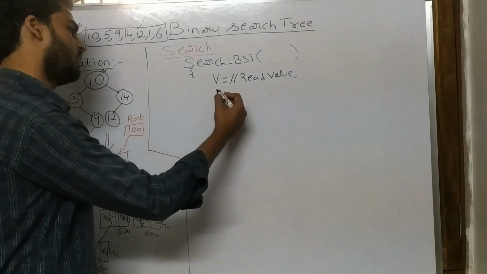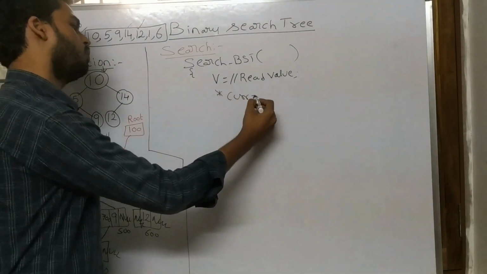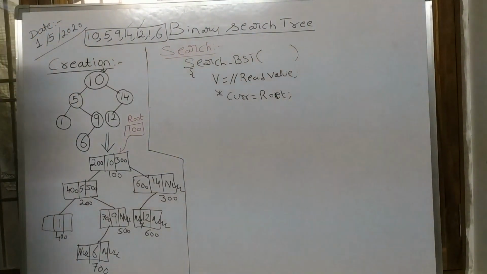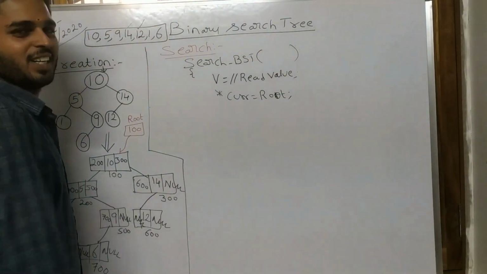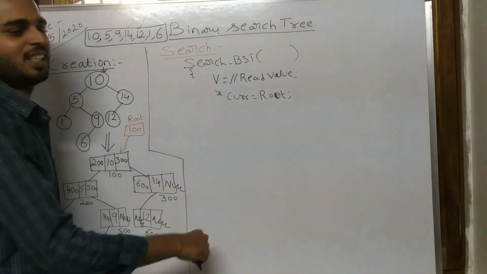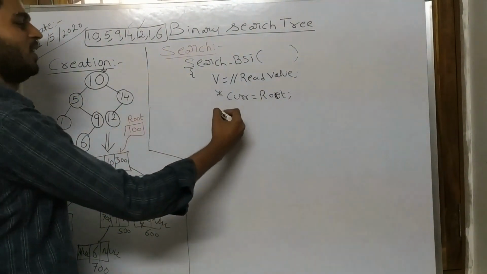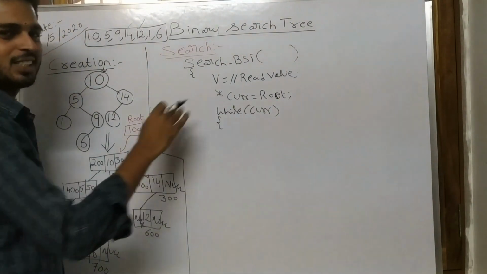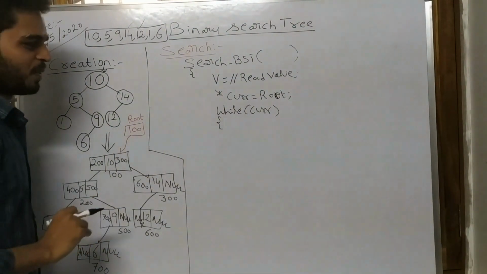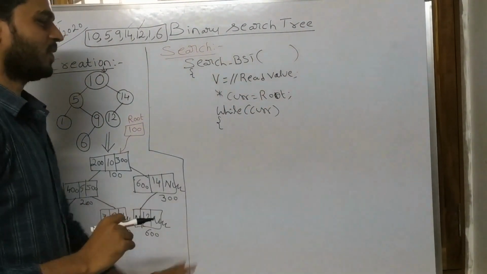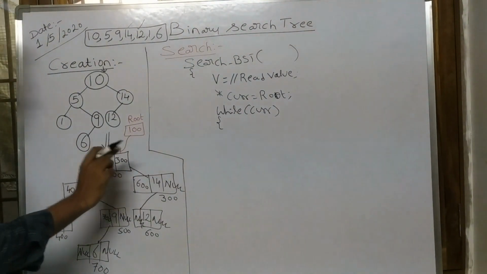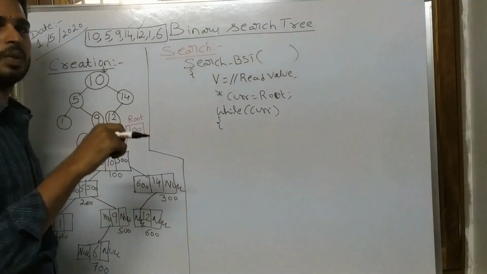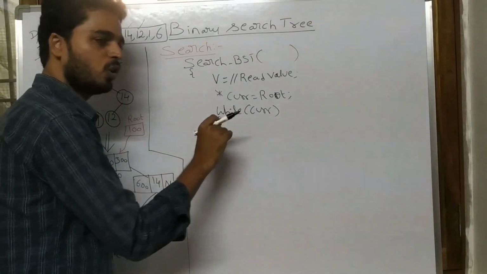So I am simply taking one current pointer that contains the address of the root node. Why am I calling it current? It's your wish, you can take any name. Okay, current. So I will make one while loop, while current, I mean, while there exists a node. What I am doing is, whichever node I am located in, in that node I need to check the value, right?